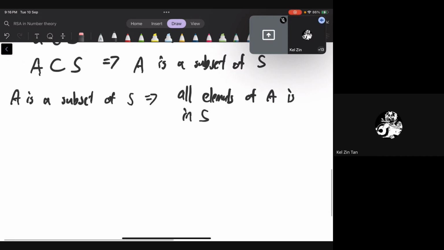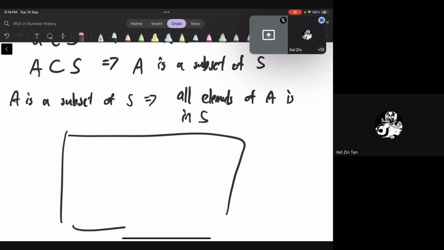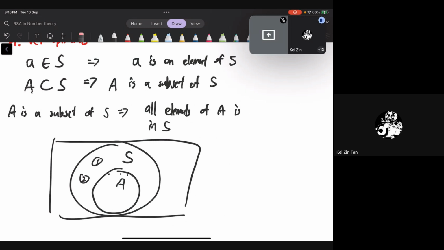You can also think of it in terms of a Venn diagram. One way to look at it is that if you imagine a set as this space, and then this is S, you have a lot of different elements here and so on. If this is a set, then A is basically inside this set. So all elements of A are in S. That is what we mean by subset.